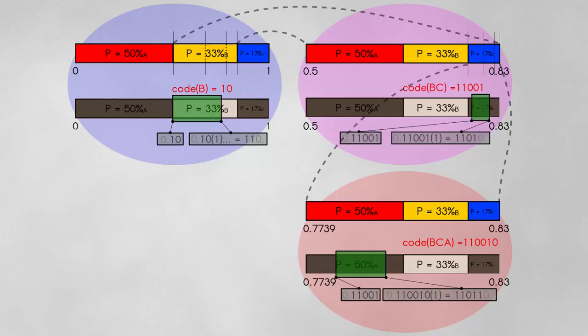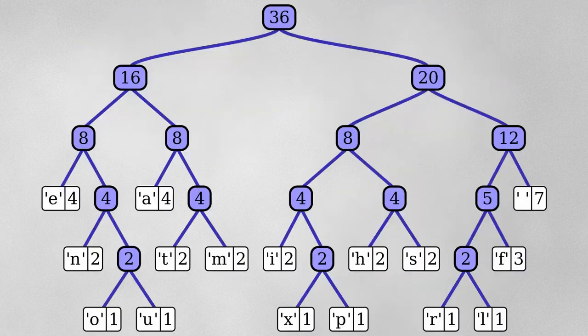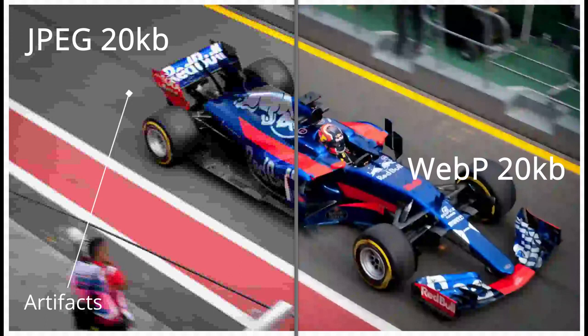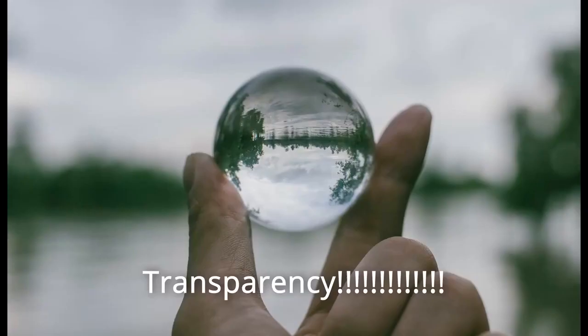WebP uses arithmetic entropy encoding, achieving better compression compared to Huffman encoding used in JPEG. It's just better than JPEG in every way. Here's a comparison between WebP and JPEG. Clearly, JPEG suffers from terrible compression artifacts. WebP is so much better than JPEG. Also, WebP supports alpha channels. Transparency.